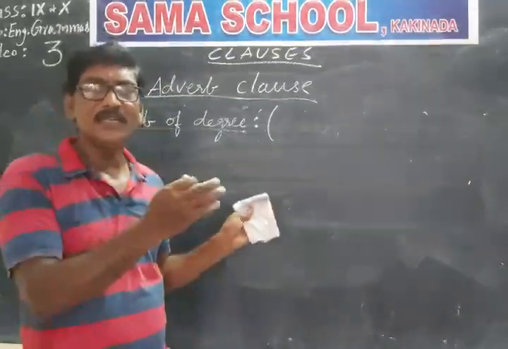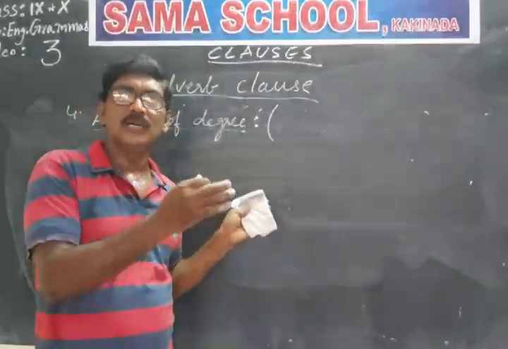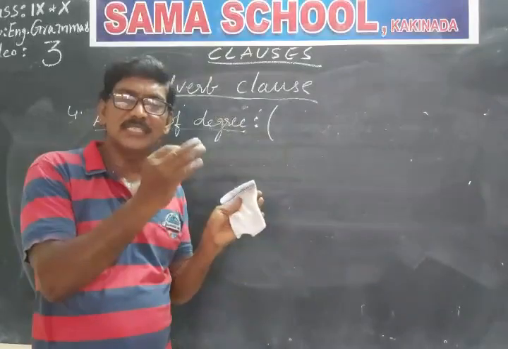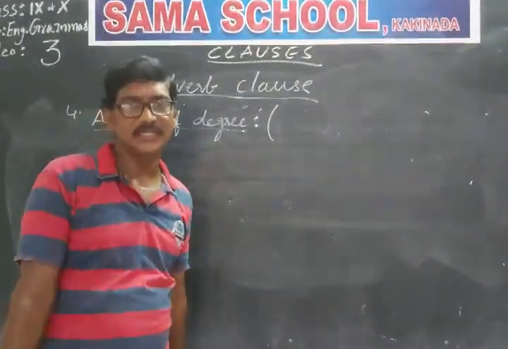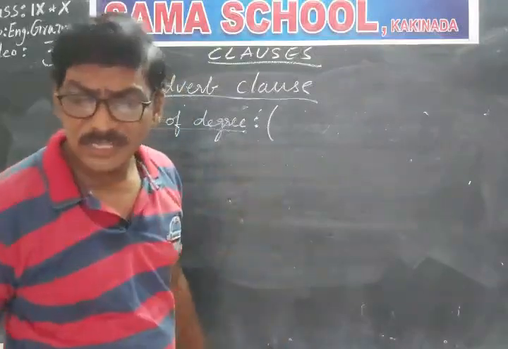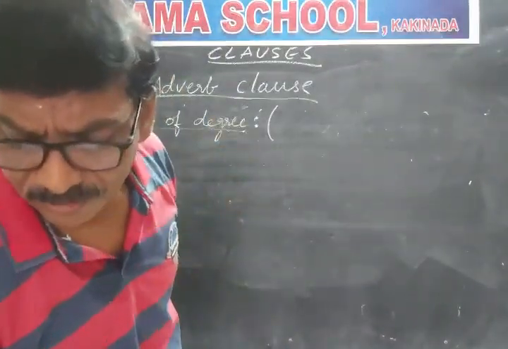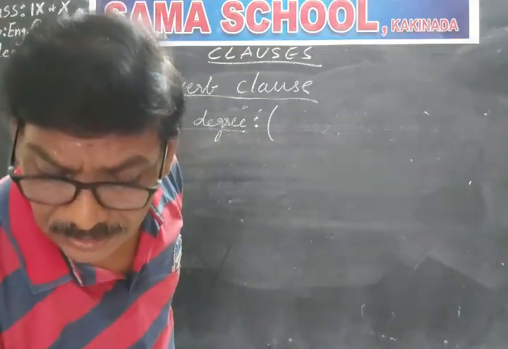So every adverb clause has certain specific subordinate conjunctions. What are the subordinate conjunctions? Generally adverb of degree starts with than.